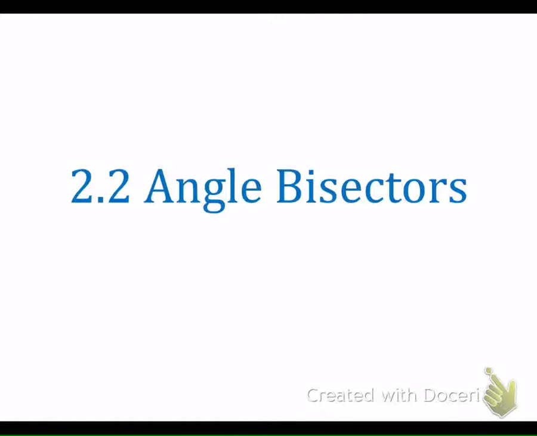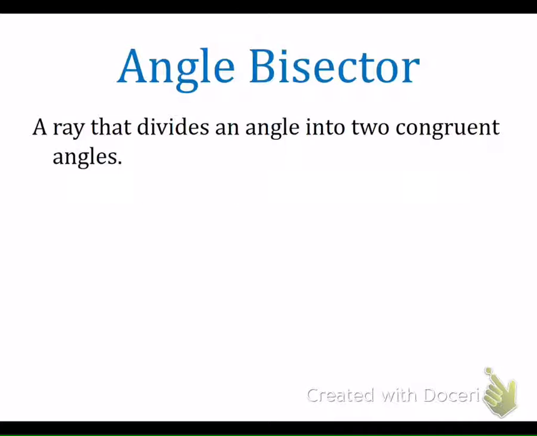So we are continuing on with chapter 2 today. We're going to do section 2.2. It's all about angle bisectors. Your note starts out with the definition of angle bisector. Angle bisector is a ray that divides an angle into two congruent angles.